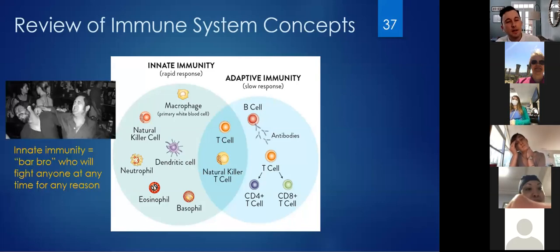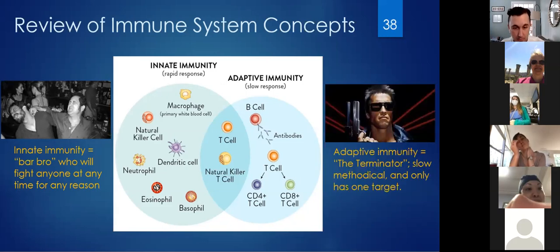You can kind of imagine the innate immunity as the bar bro who will fight anybody, anytime. You step on his toe, he's going to punch you. You spill your drink, he's going to wrestle you to the ground. That's what your innate immunity is like. Your adaptive immunity is more like the Terminator. He's slow, methodical, only has one target. These are B cells that make antibodies to very specific antigens, or T cells that have very specific T cell receptors. Both sides of the immune system are equally effective, but they go about it differently.